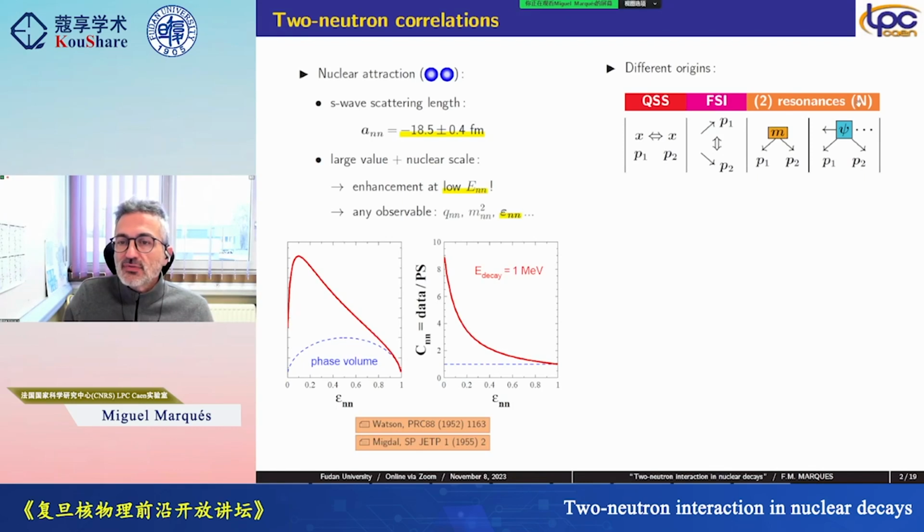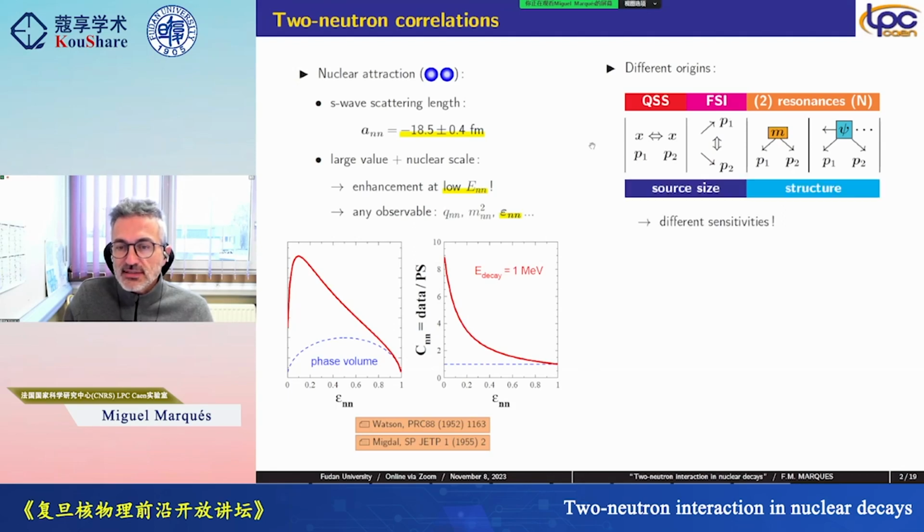And then you can have, for example, a resonance that decays into these two particles. And then you will see a correlation around the mass of the resonance. And you can also have a more complex, multibody resonance that will in part decay into these two particles. So all these possible effects of correlation have different sensitivities.